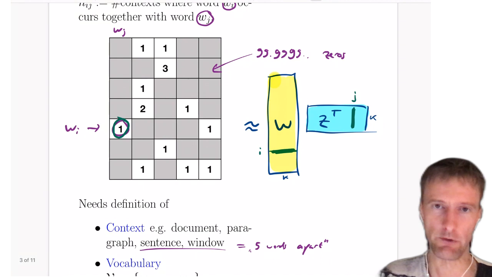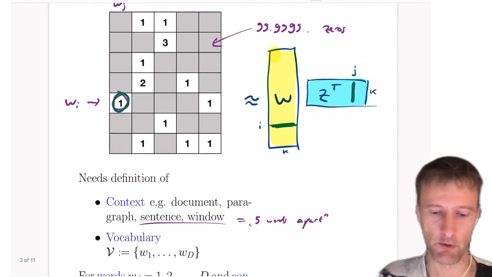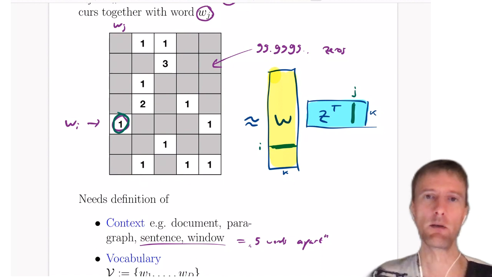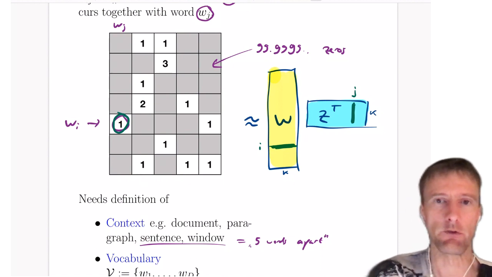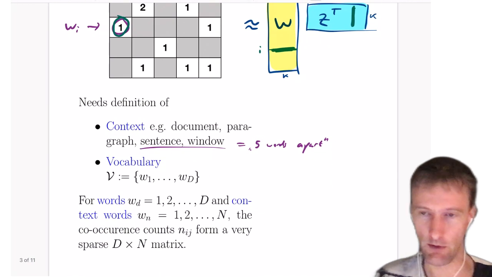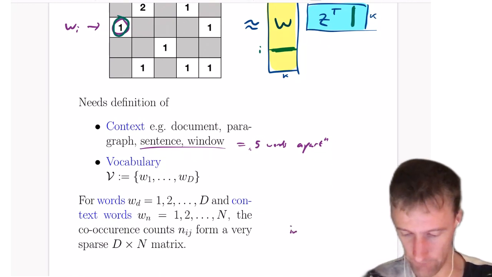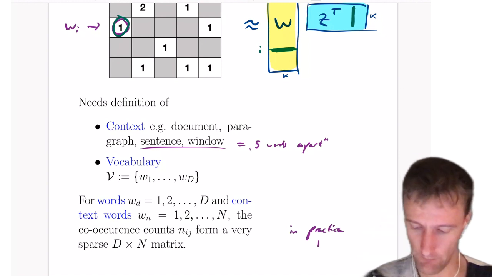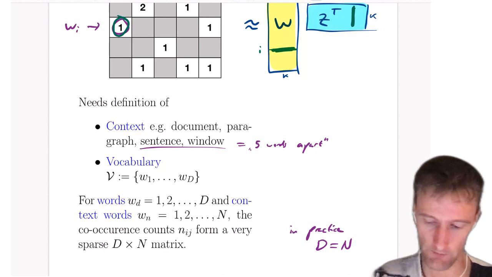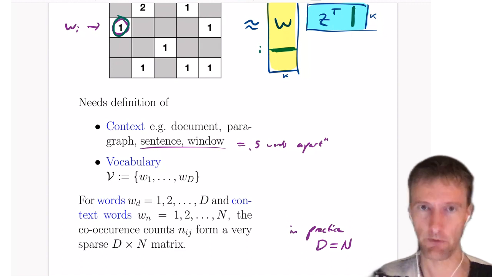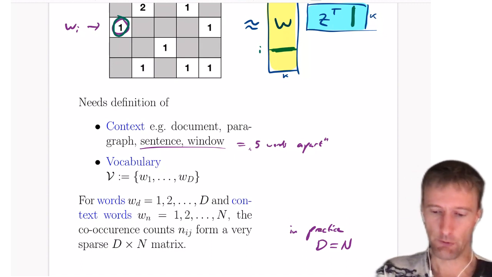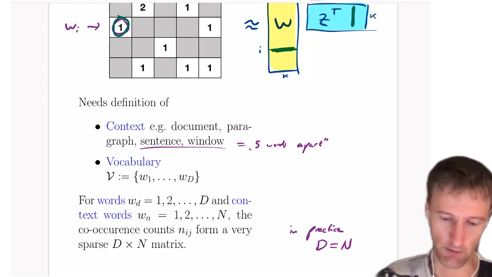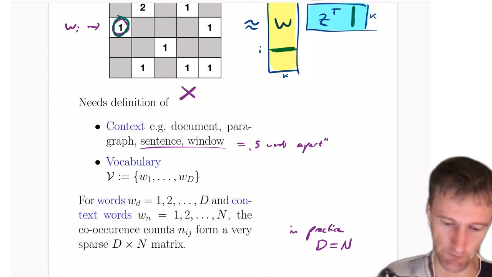You can use a different vocabulary for the context, the columns, than you use for the rows if you want to, but there's no need to do this really. What I'm saying is, in practice you would just have a square matrix. That means D equal to N, but you could play around with this if you want. Okay, so that's how we find word vectors, and how we define our big data matrix X.